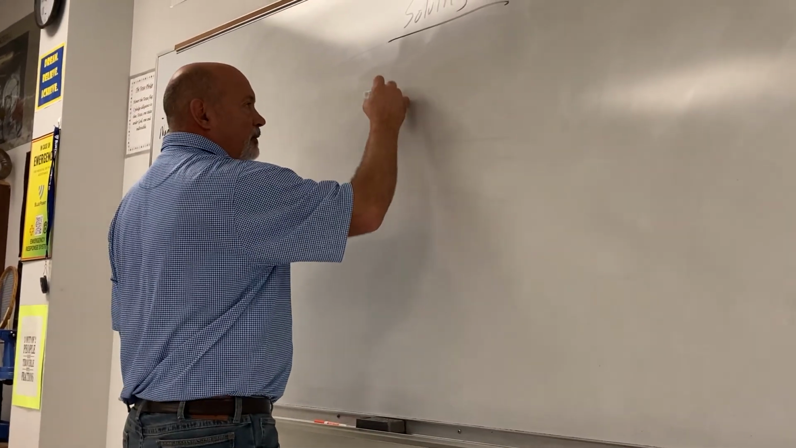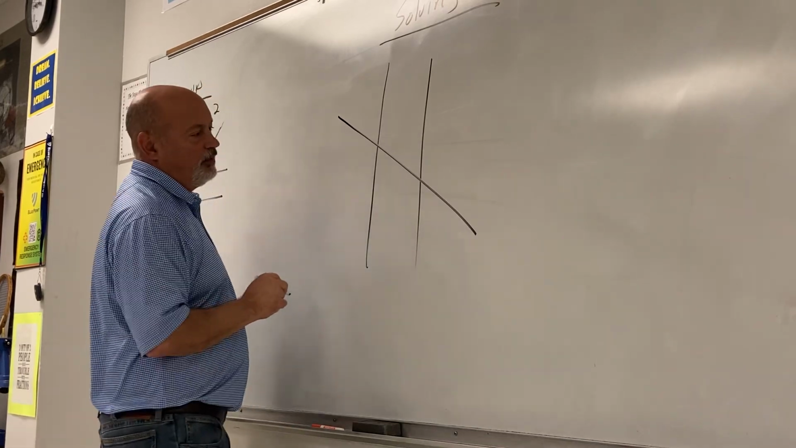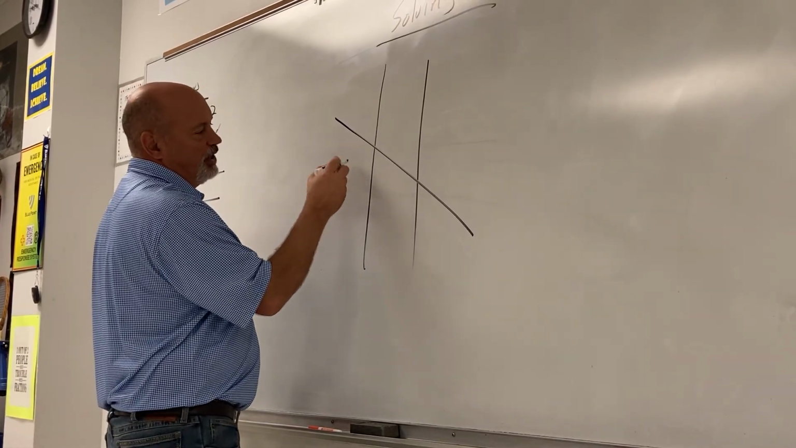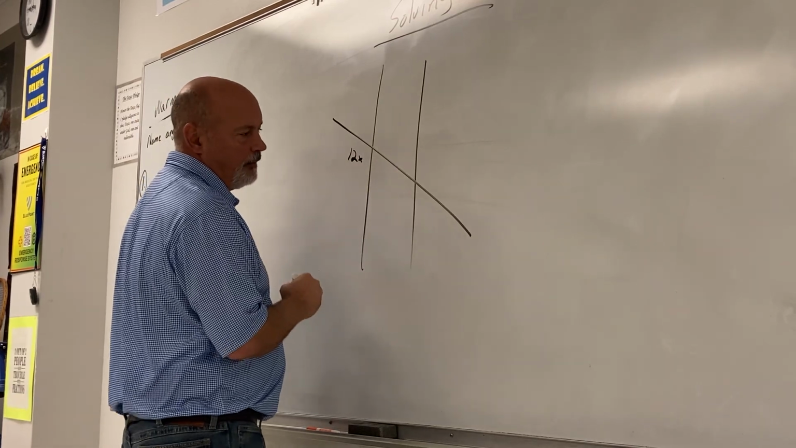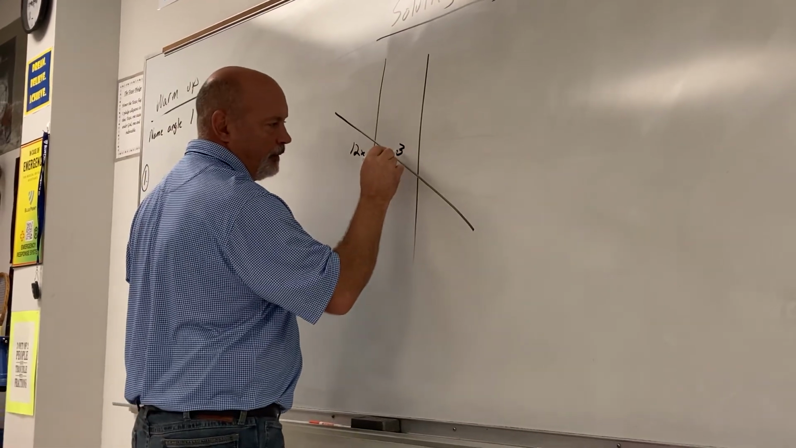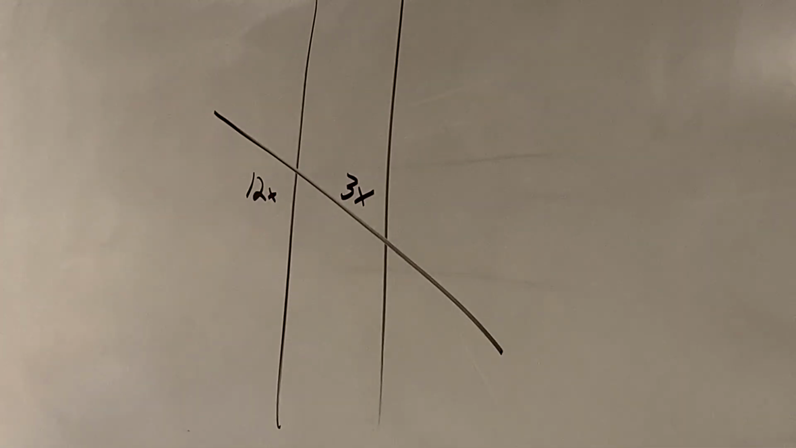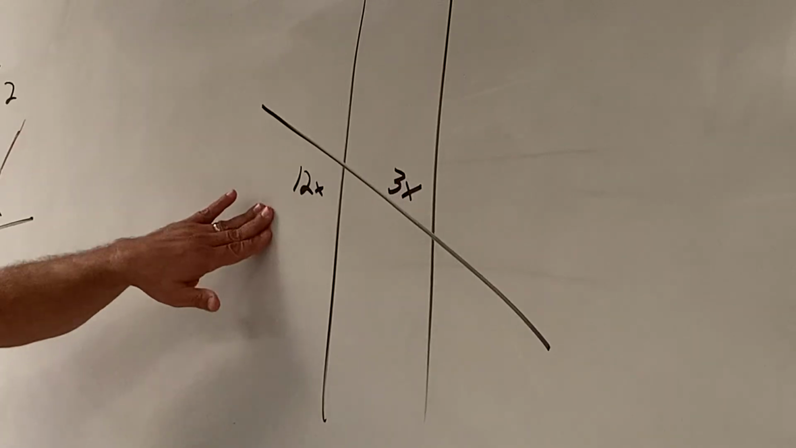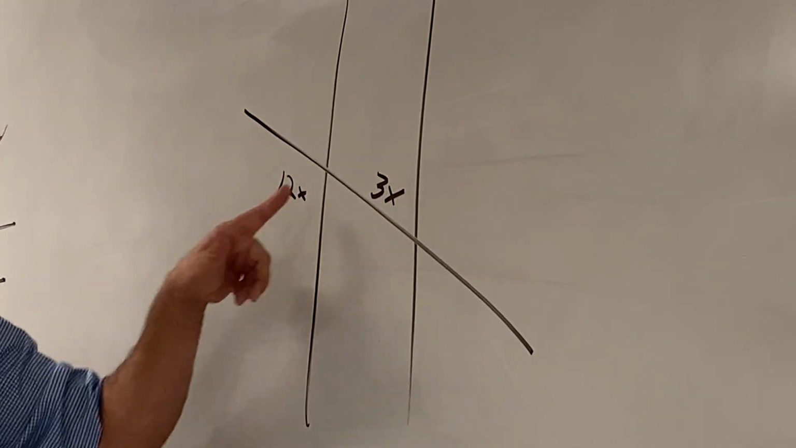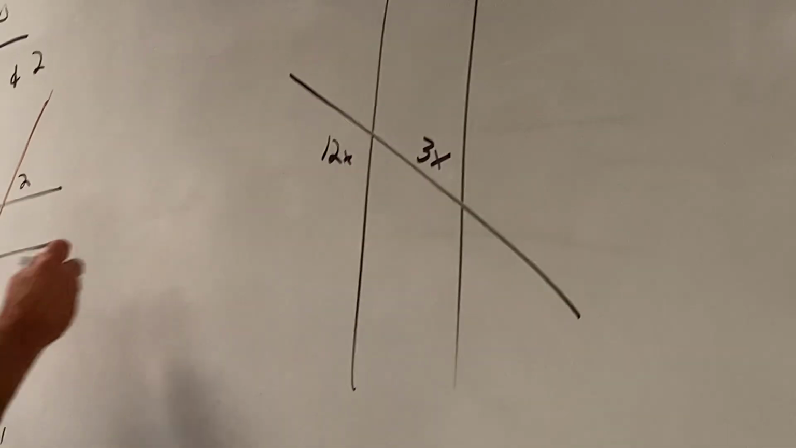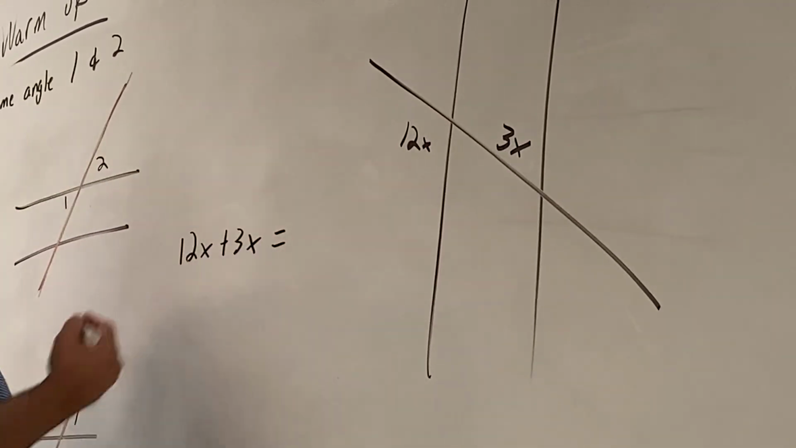Let's see. I don't think there's any super hard ones, so let's keep it simple. But let's make it a little more challenging. All right, this one. Big or little? Big. This one. Little. Okay, so don't we need to add these two things together? So what's 12x plus 3x? 15x. And what does that have to add up to?